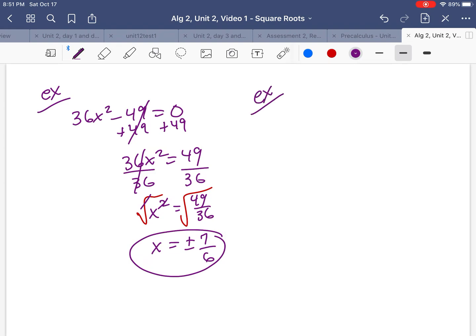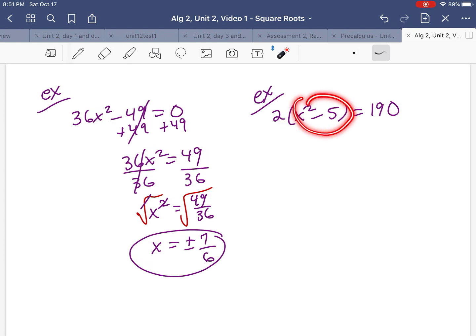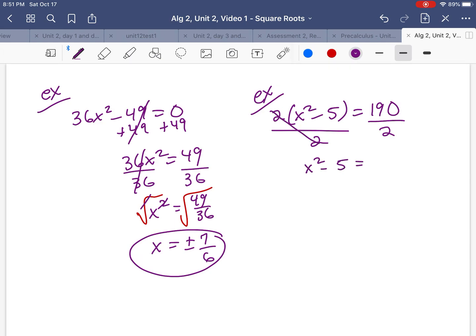All right, last one. Let's say I have 2 times (x squared minus 5) equals 190. Now you have two options here. You could multiply this 2 out and then go ahead and solve it like that. Or since this 2 is multiplied by the whole thing over here, what I can do right now to make my life a little simpler is I could just divide the 2 out right now. And that would be a little bit faster. So this goes away. I get x squared minus 5 equals 190 divided by 2 is 95.